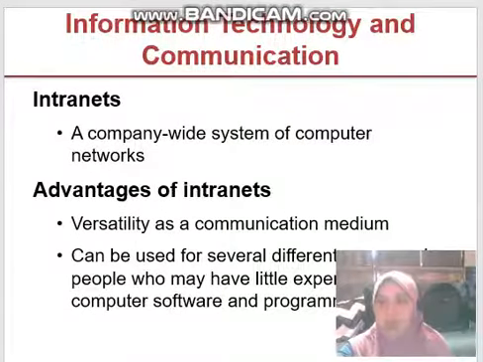In the previous video, you learned about the communication network that consists of the group and team communication network, the organizational communication network, and the last one is the external network. In this video, you will learn about the importance of information technology in the communication process.